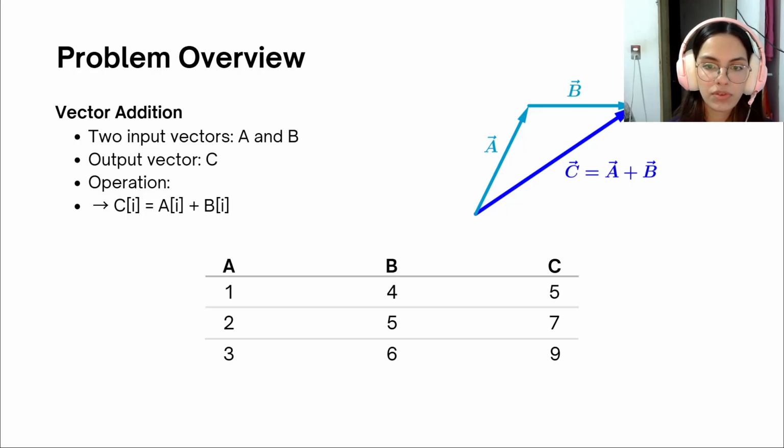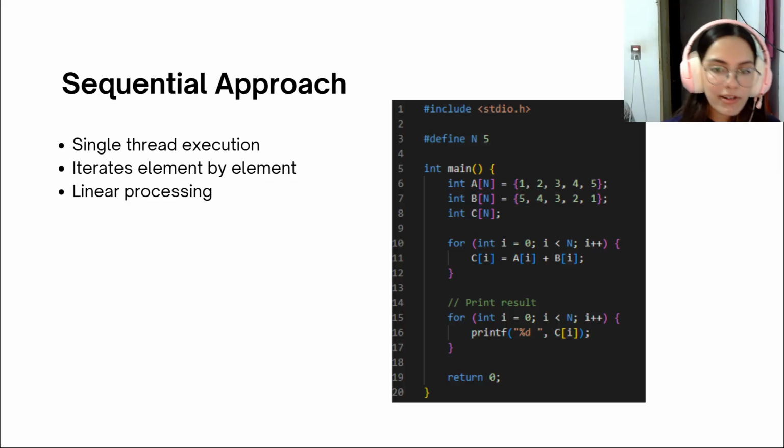Let's see the sequential version now. In the sequential version, the program uses a single thread to process the entire vector. As we can see in the code, a simple loop goes through all positions of the vectors, from index 0 to n-1. At each iteration, it performs the sum of the corresponding elements from vectors A and B, storing the result in the vector C. This approach is straightforward and easy to implement.